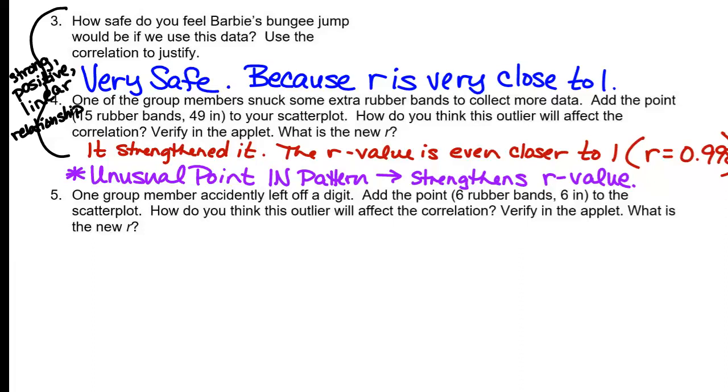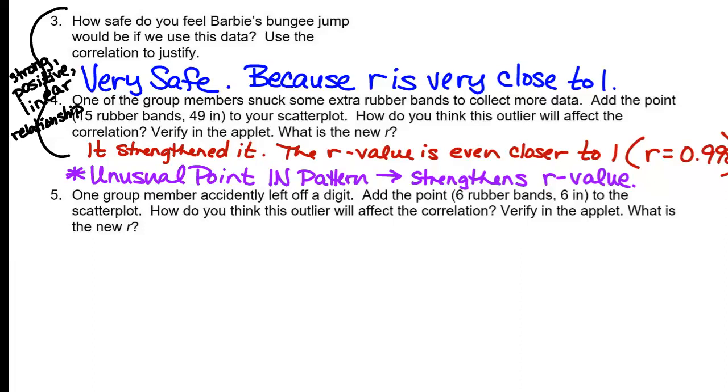We're going to go back to the scatter plot. So go back to your scatter plot, go back to your table, because we're going to add a new point. So stat and edit. What do they want us to add this time? 6 rubber bands and 6 inches. So I need to add another 6 to my X list. Does not have to be in order. We can just add it at the end. Nope. Go ahead and leave it there.